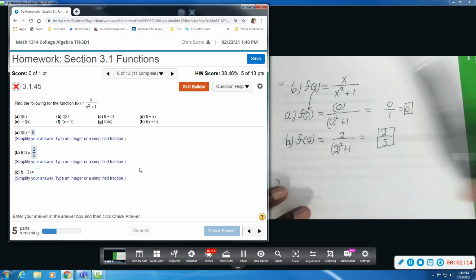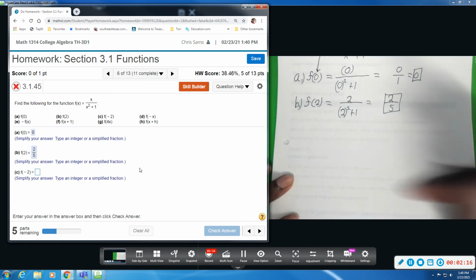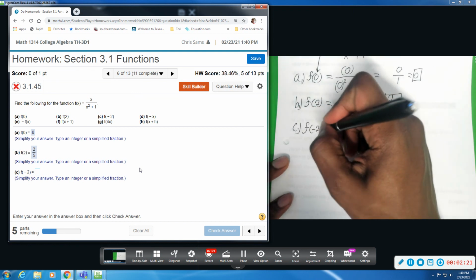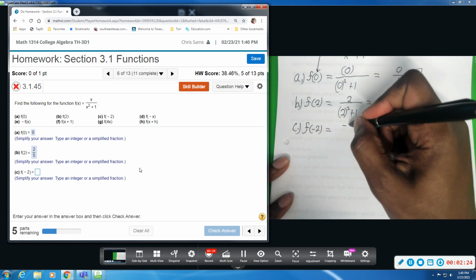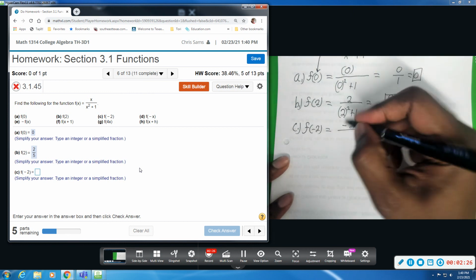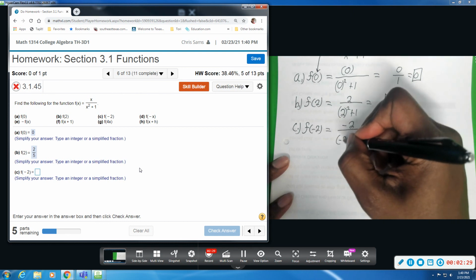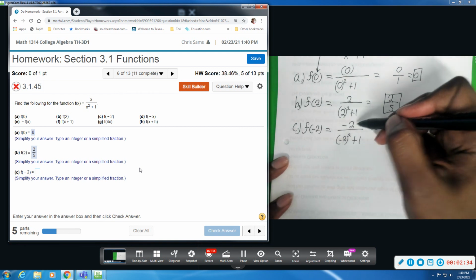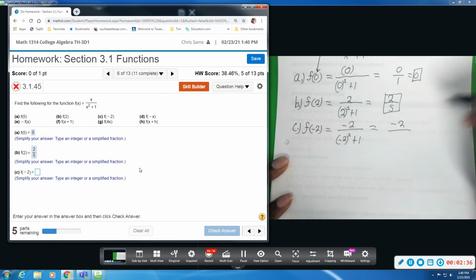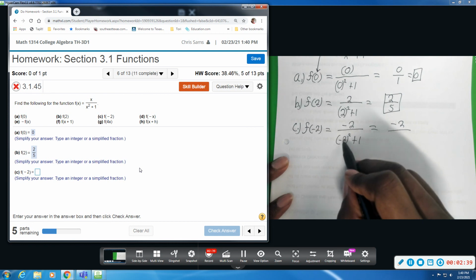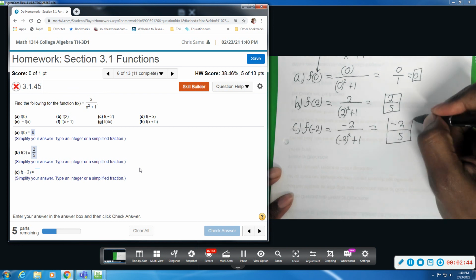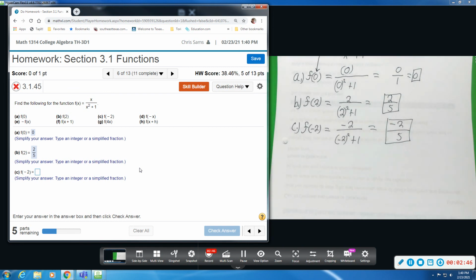Alright, now C, we want to plug in a negative 2. F of negative 2. So we have a negative 2 on the top, where that x was. On the bottom, negative 2 squared, and then plus 1. So you just have a negative 2 on the top. A negative 2 squared will give you a positive 4 plus 1, which will be 5. So you get negative 2/5. And you plug in a negative 2.